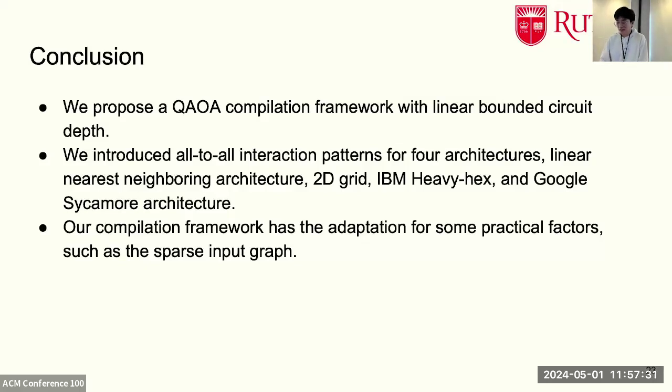Yeah, for now my method cannot adapt to that situation, because we consider the whole architecture and our method is based on the all-to-all interaction, because we consider the input to be a clique graph. So it could be a further research project. I think we could also do graph partition on the input problem graph first, so we can map different parts of the graph to different parts of the architecture to avoid the failure qubits.